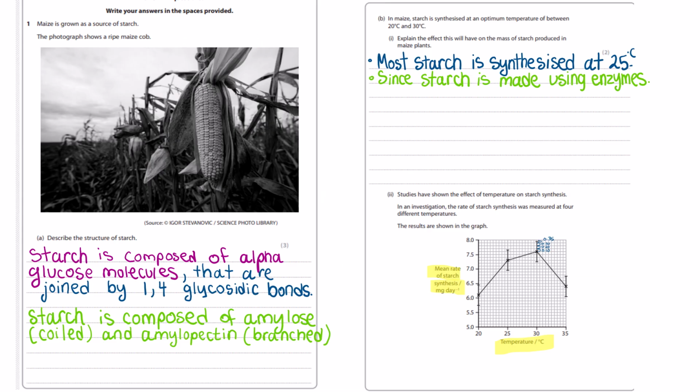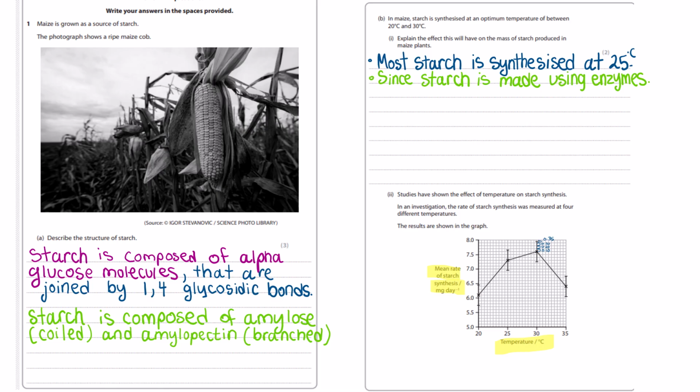Okay, so the first question is, maize is grown as a source of starch. The photograph shows a picture of a ripe maize cob. Describe the structure of starch. Okay, so this is a question that is repeated in multiple exams. So starch is composed of alpha glucose. Remember, we have alpha glucose and beta glucose. So starch here is made up of alpha glucose molecules that are joined by 1,4 glycosidic bonds. So starch is also composed of amylose, which is coiled, and amylopectin, which is branched.